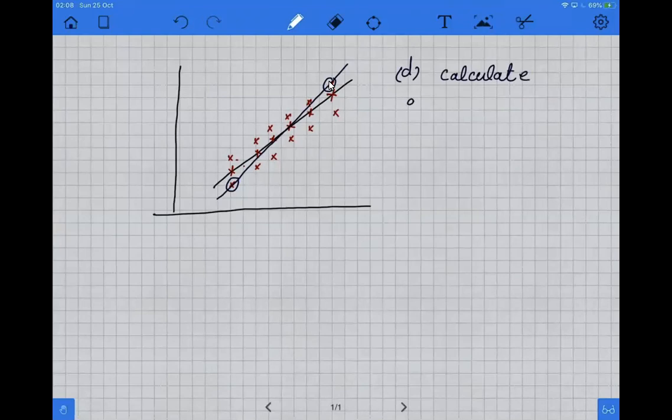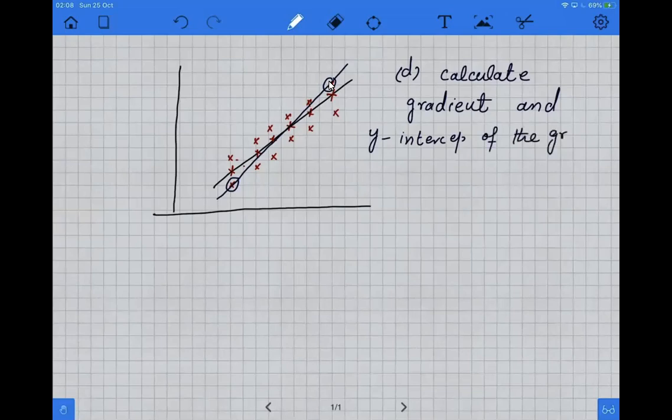calculate gradient and y-intercept of the graph with uncertainty. Now the method is you need to calculate the gradient first.